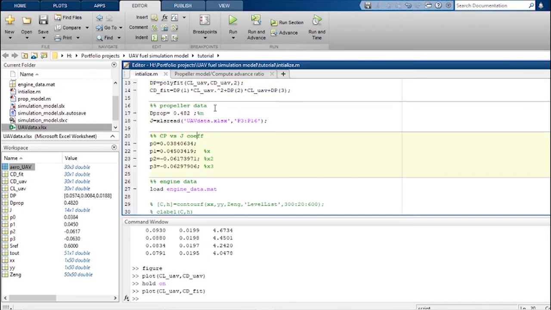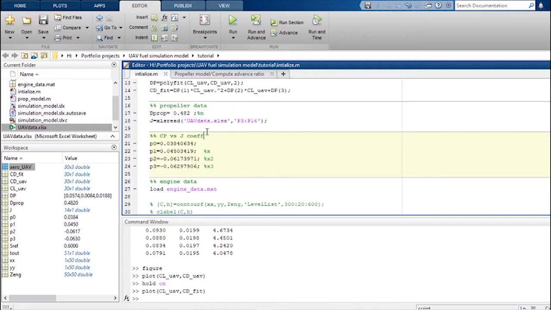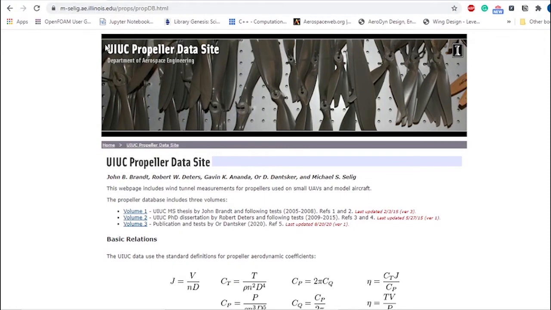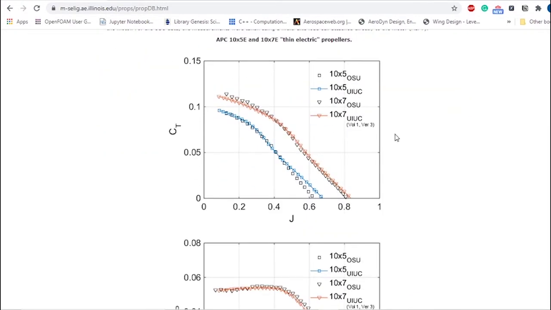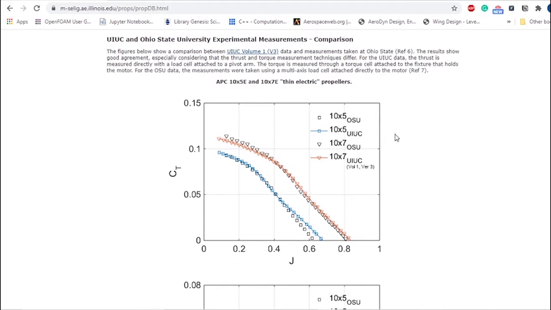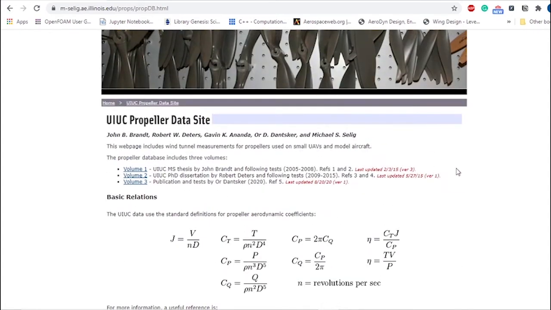For the propeller data, I start with the diameter of the propeller, which is a 19-inch propeller, which corresponds to 0.482 meters. And I've also imported the necessary values that are related to the propeller. Now to extract the propeller data, you can check out this site, which is UIUC propeller data. This site contains a database of multiple propellers in their non-dimensional coefficients, and this becomes very useful when you are going to select propellers for your UAV based on their application.